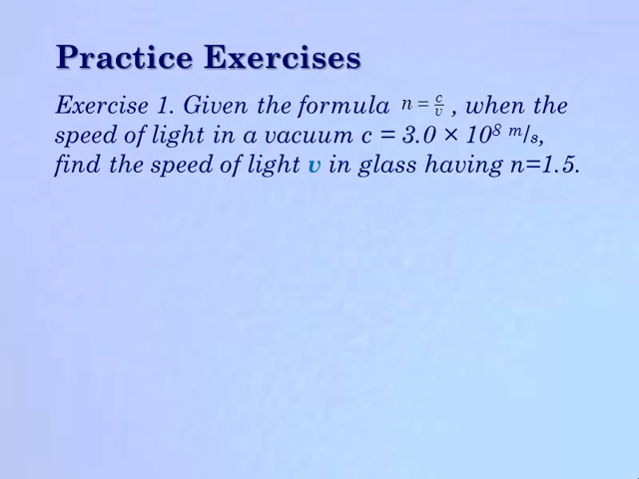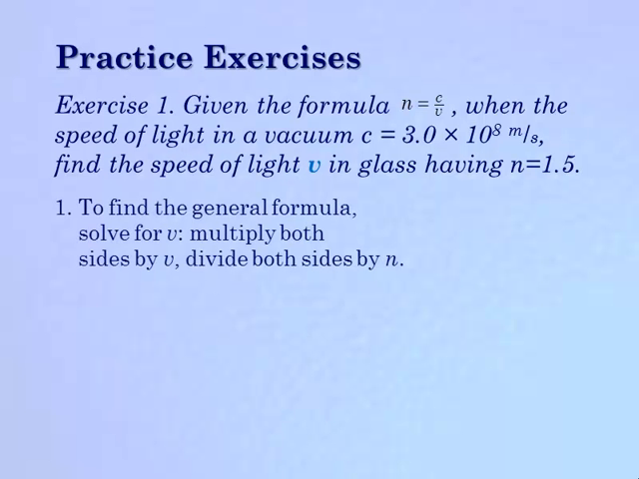So what will v be? We have to isolate v. So to find the general formula for v, let's multiply both sides by v and divide both sides by n. In other words, multiply by v over n. And you'll notice that the n's will cancel on the left side and the v's will cancel on the right side, and we'll end up with v is equal to c over n. Substitute the values for c and n and evaluate.